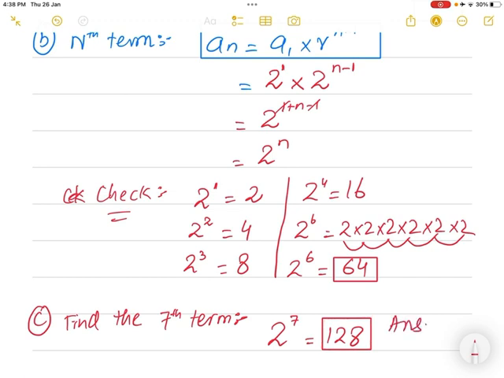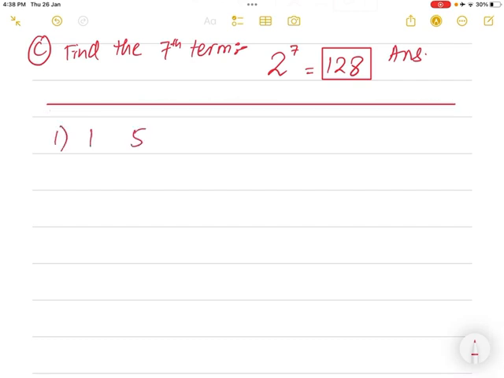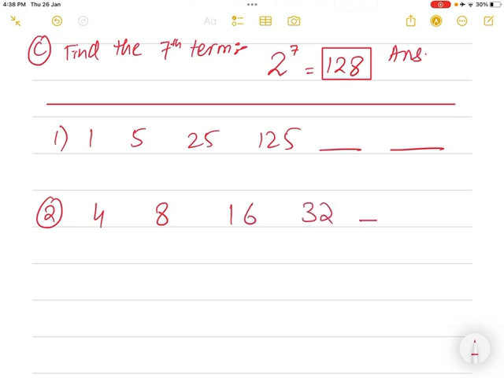I want you guys to practice a few questions. These are some practice questions for all of you. For example, 1, 5, 25, 125. You are requested to find the missing two terms and the formula. For example, 4, 8, 16, 32, and the missing two terms. For example, 3, 7, 28, 56, and 2 dashes.